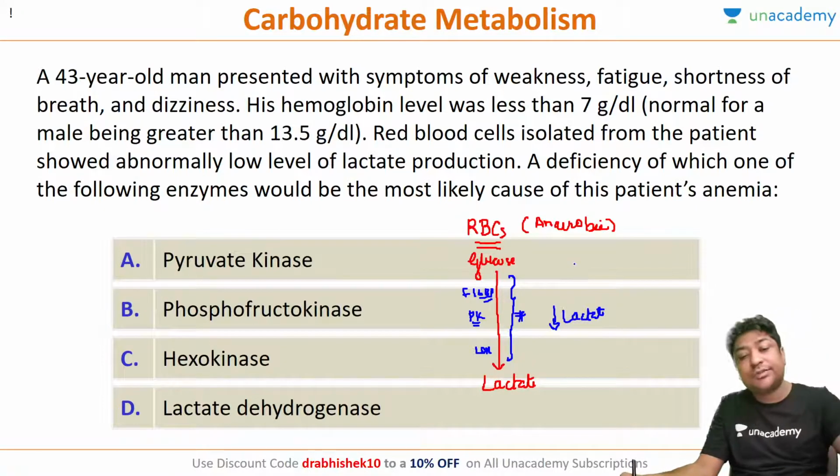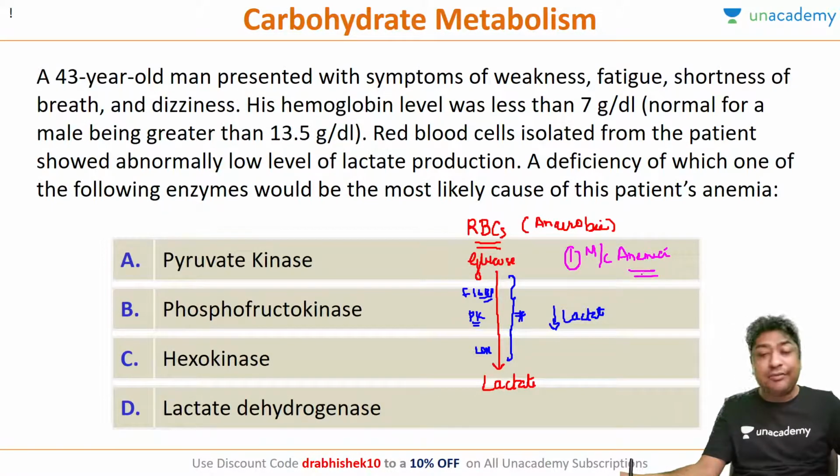The second important concept I want you to remember: what is the most common cause of anemia, or the most common metabolic enzyme defect which causes anemia? The correct answer is glucose 6 phosphate dehydrogenase. G6PD deficiency is one of the most common causes of hemolytic anemia in patients. But it is an enzyme of the hexose monophosphate shunt, and in that case, the lactate level will not be decreased.